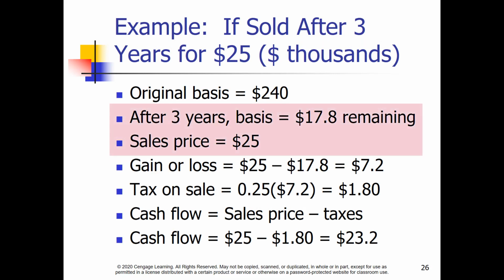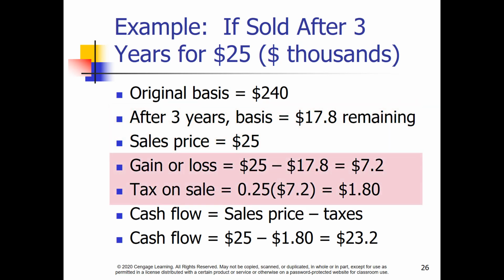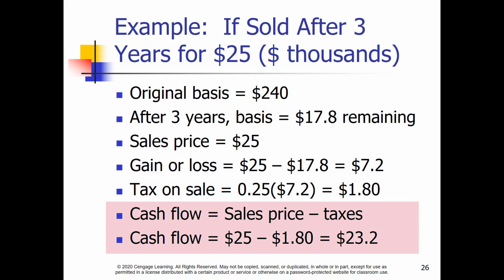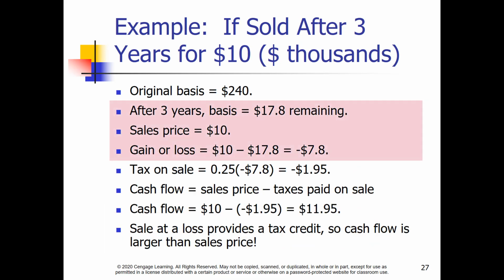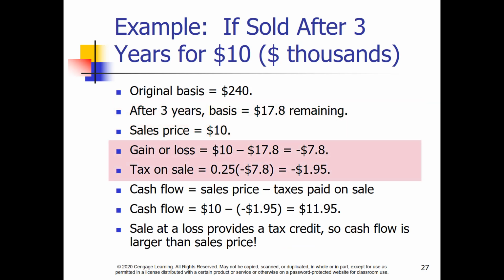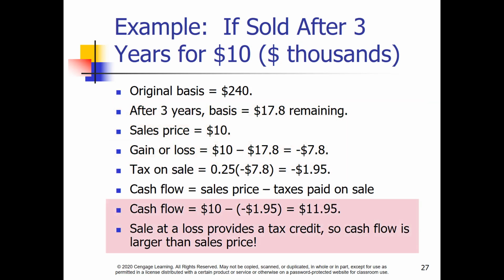What if we terminated the project in year 3 and sold the asset for $25,000? We'd owe a tax on the gain, 25 minus 17.8, so our net cash flow would be 23.2. If we sold the asset for $10,000, we'd recover tax on the loss versus the book value. In this case, we'd recover tax, so our net cash flow would be $11.95.